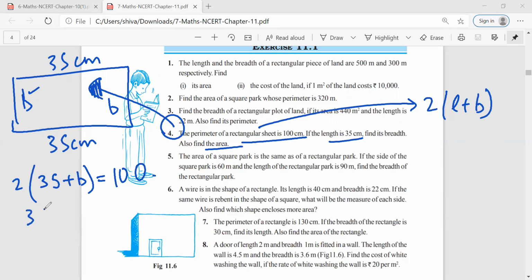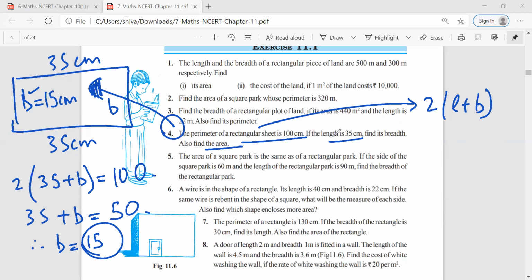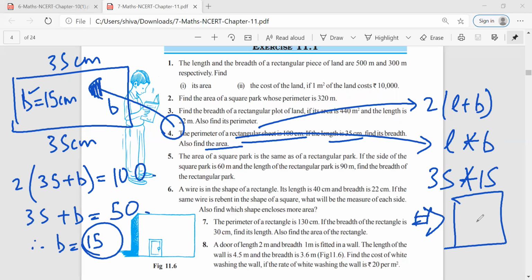Now, 35 plus B is equal to 50. Mr. Sarthak, any doubt? No, sir. Therefore, B is equal to 15. Mr. Satya, any doubt? No, sir. For area, you need to use this formula. So 35 into 15. Mr. Sarthak would be equal to? So I'll just do it. Mr. Satya? Yeah, so 1 second.